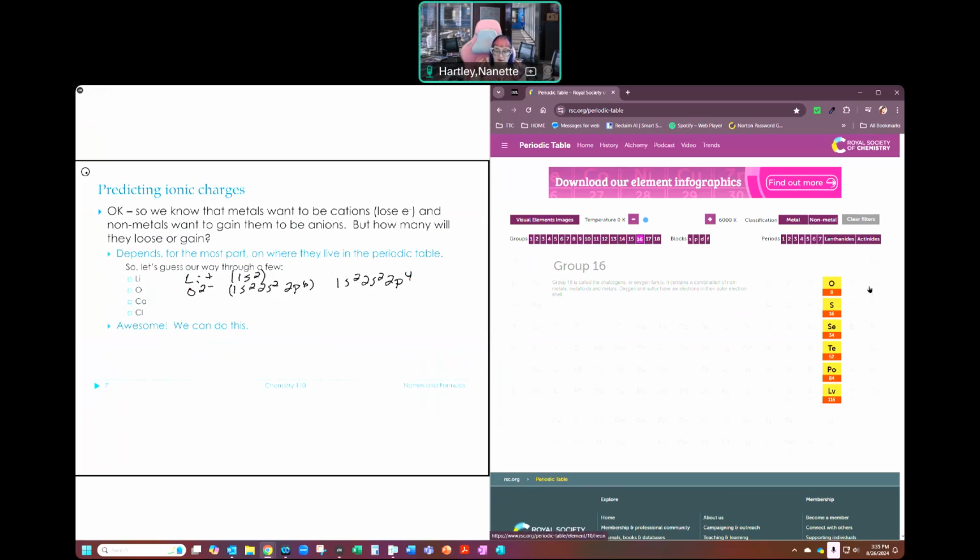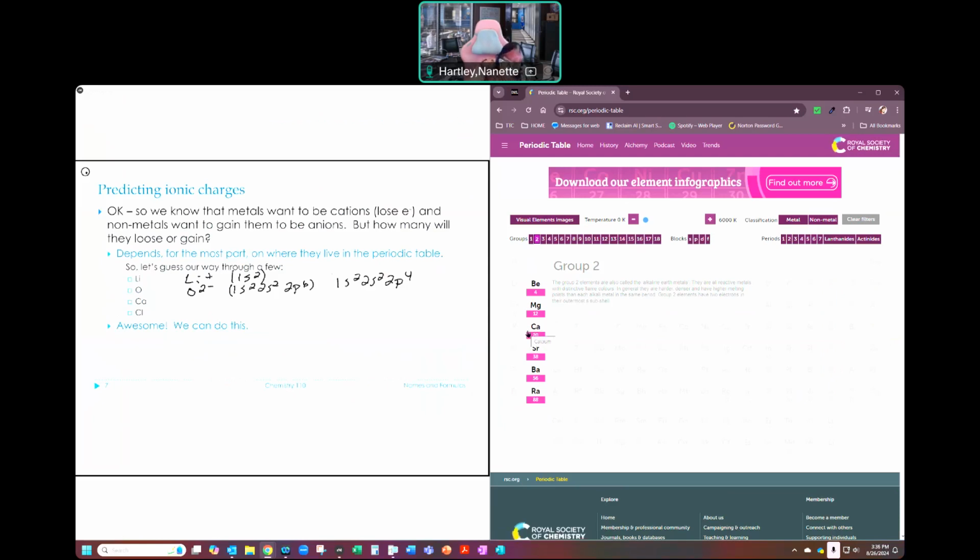Now, let's talk about calcium. Calcium is an alkaline earth metal. So he's right here in group 2. Since he's a metal, and he's an alkaline earth metal, he's going to lose electrons. He's going to lose enough to get back to this argon configuration, right? Now, argon has 18, calcium has 20. So he's going to want to lose 2 electrons to become like argon.